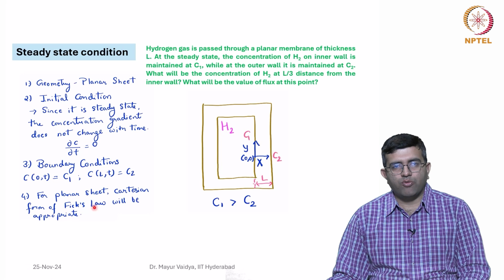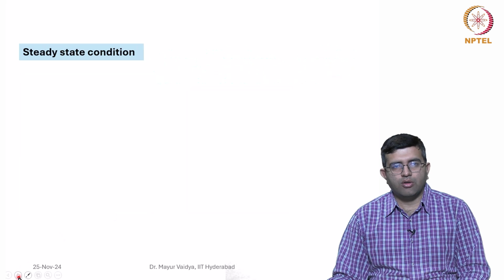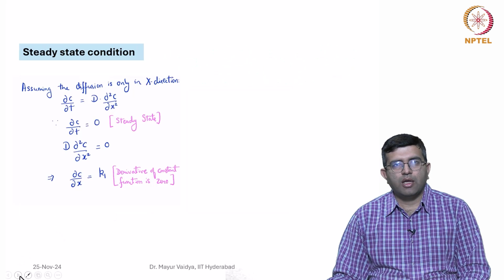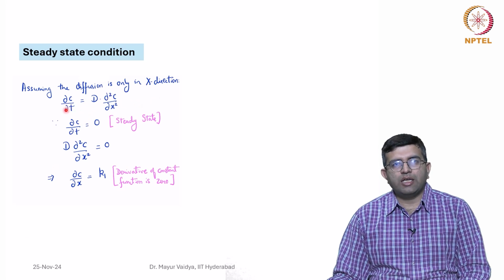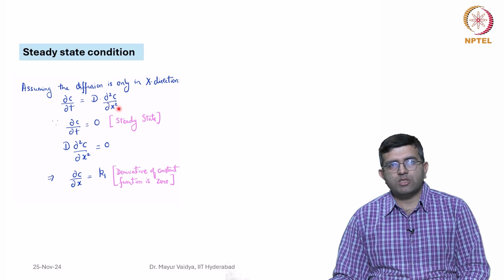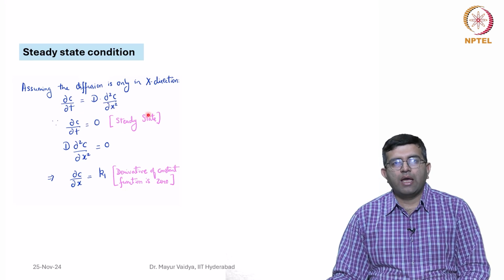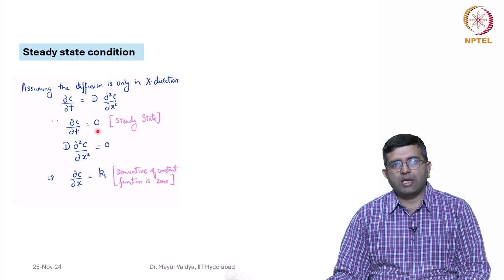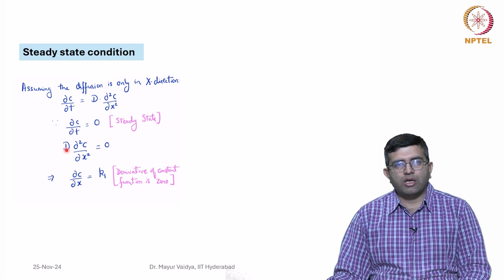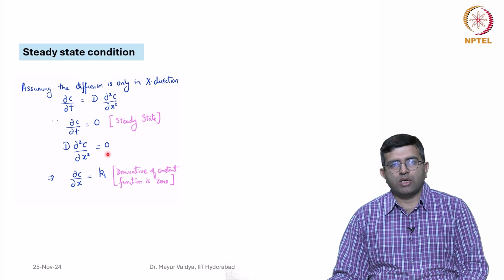So, Cartesian form of Fick's second law, sorry, not the first law, I meant. Since diffusion, let us take in x direction alone, we see that ∂c/∂t is equal to D times ∂²c/∂x². Since it is a steady state, I can write ∂c/∂t as 0, and therefore, D times ∂²c/∂x² is 0.